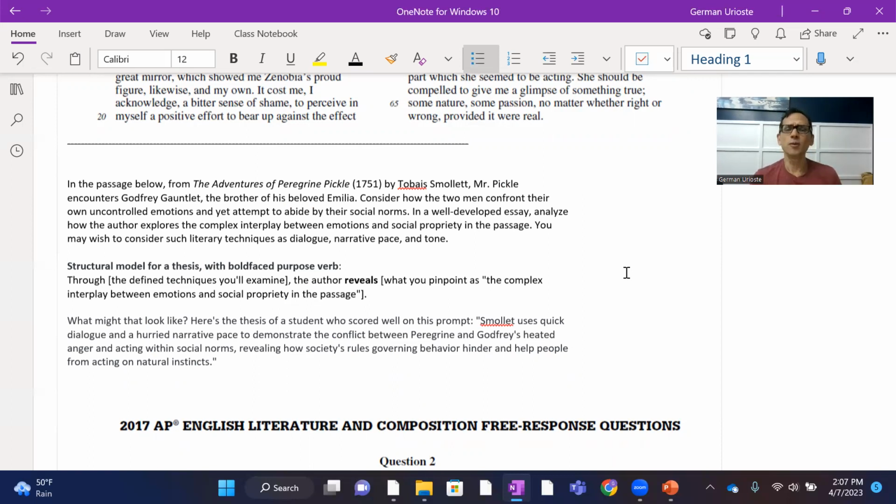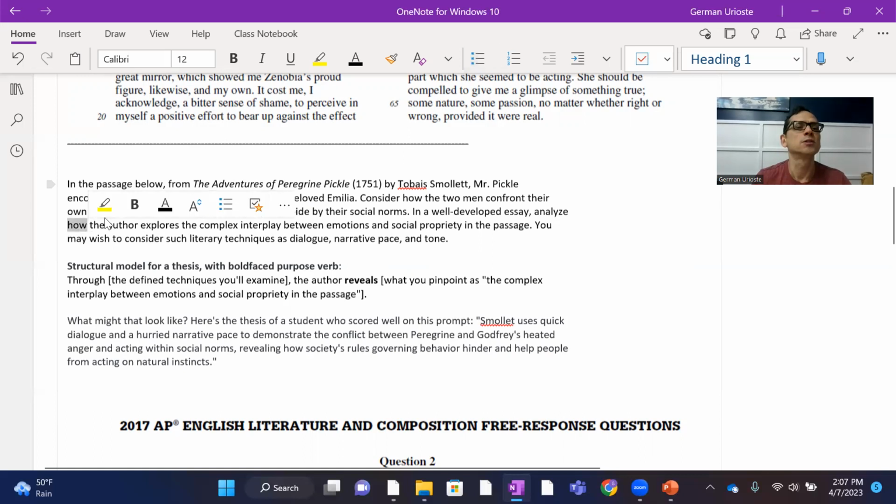Okay, so all the background you need for these passages, they give it to you here, right? Like right there, it says Mr. Pickle encounters Godfrey Gauntlet, the brother of his beloved Amelia. That's all the background you need. They're not expecting you to have read this passage, as I mentioned before, right? Now, let's look for these key words.